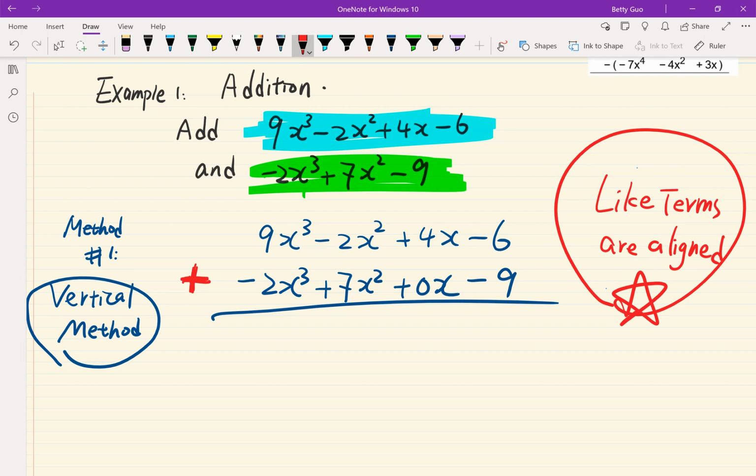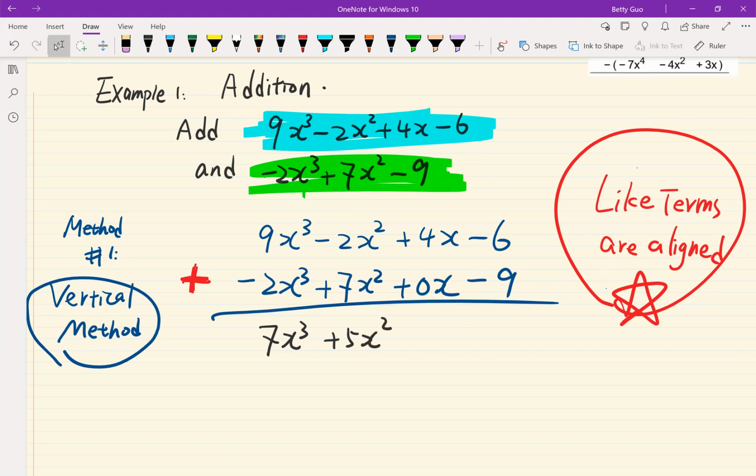And then let's see, things are going to become easy, right? You're going to add them up. 9x cubed minus 2x cubed. What do you have? 9x cubed plus negative 2x cubed. What is it? 9 minus 2, 7x cubed. Very good. Negative 2x squared, positive 7x squared. Combine like terms, what do we have? Negative 2 plus 7, 5x squared. Very good.